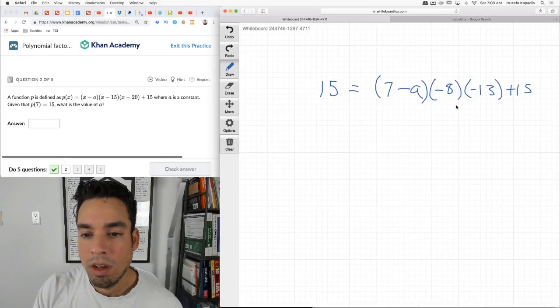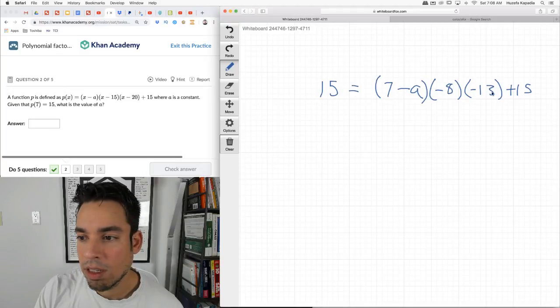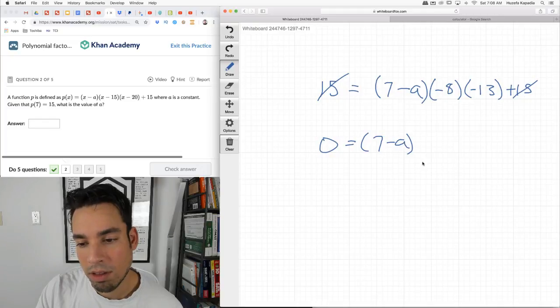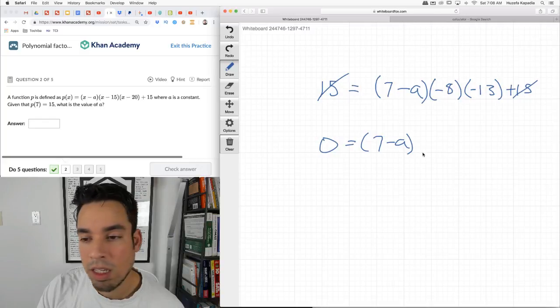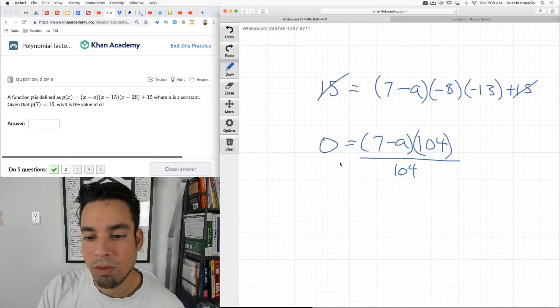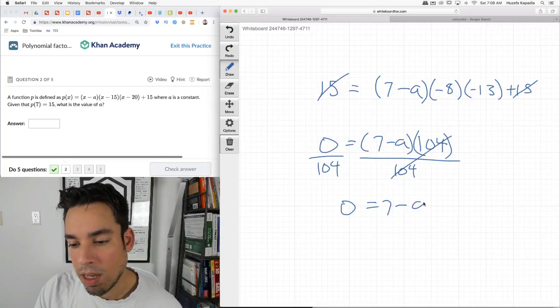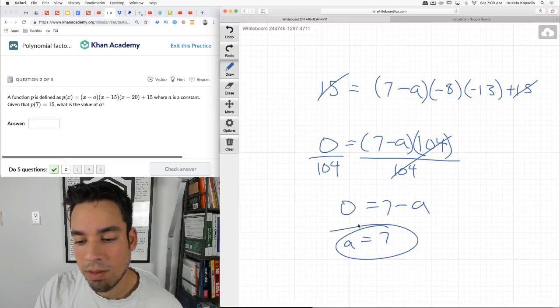Okay. So we just got to solve for a. That's it. Let's subtract 15 from both sides. First of all, I get 0 equals 7 minus a. It's 7, I already know. But okay, so then we do negative 8 times negative 13 is 104, positive. Okay, and then instead of distributing, I'm just going to divide both sides by 104 and get rid of it. And that goes to 0. 0 equals 7 minus a, therefore a equals 7.